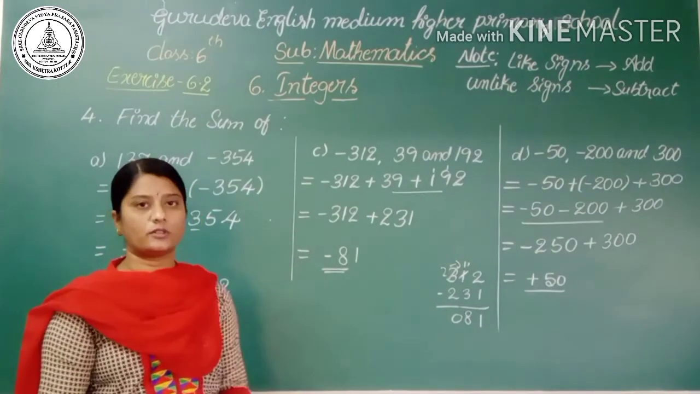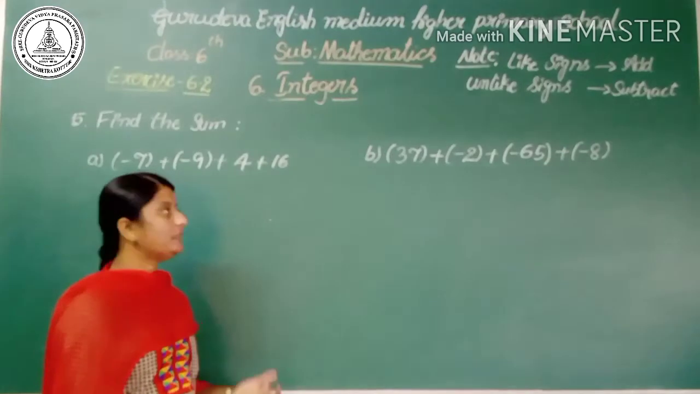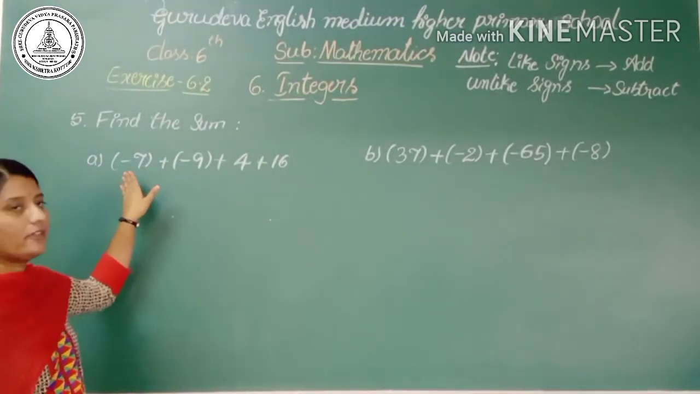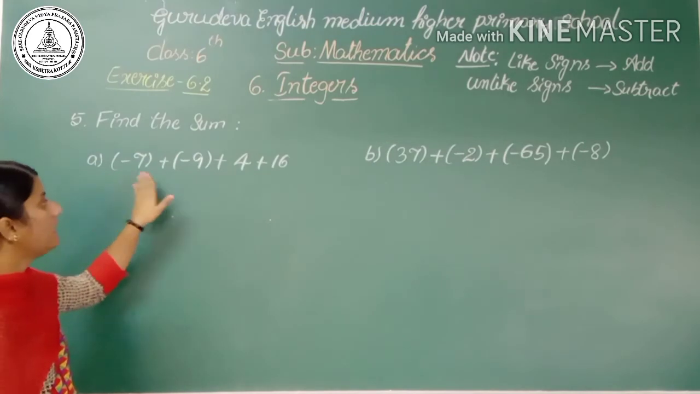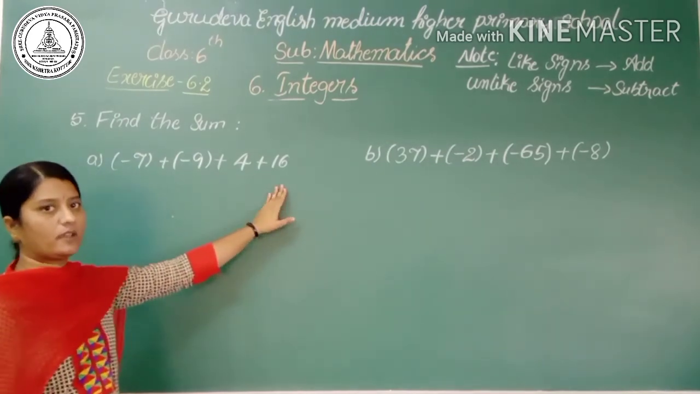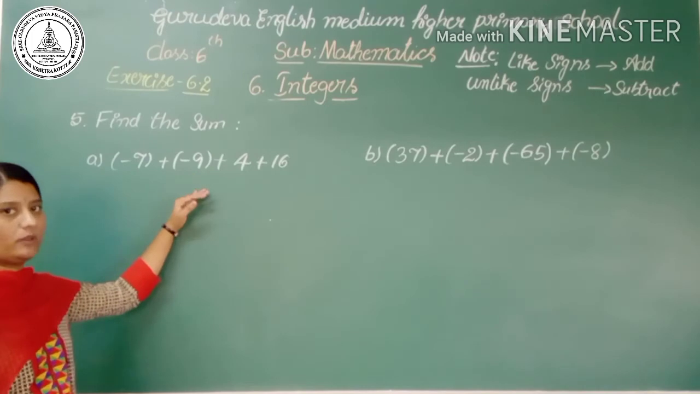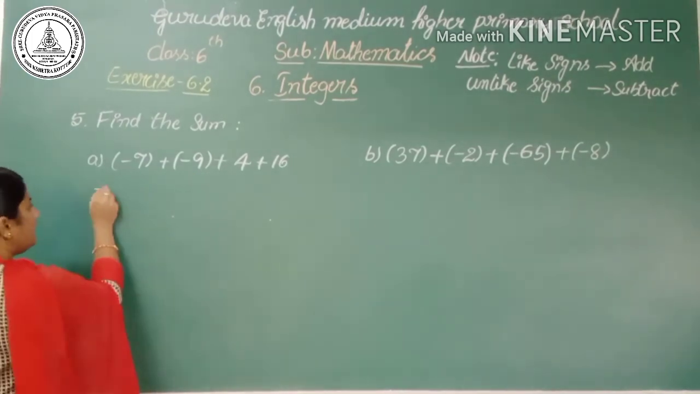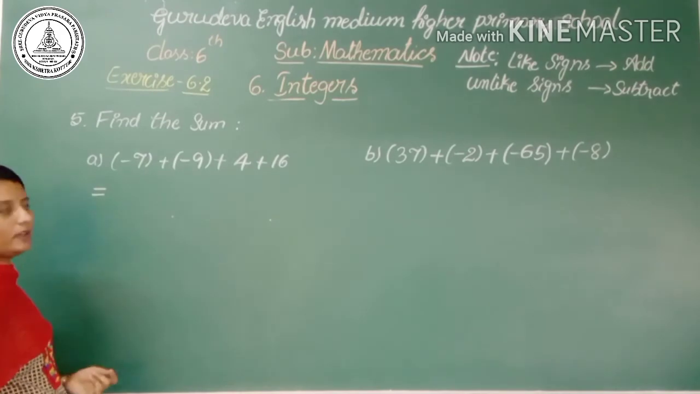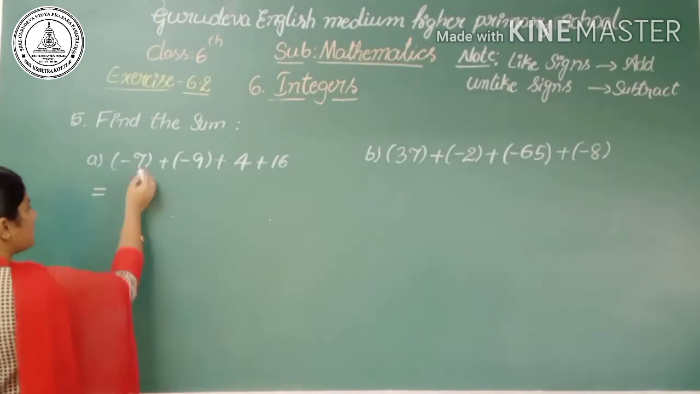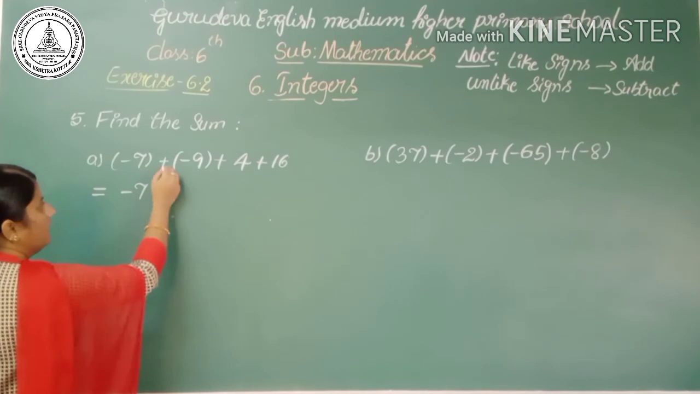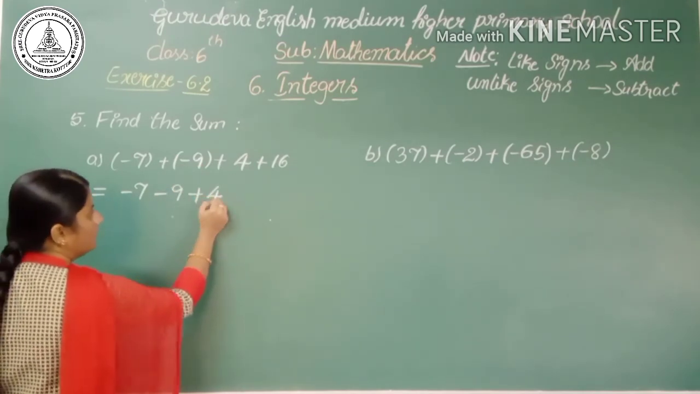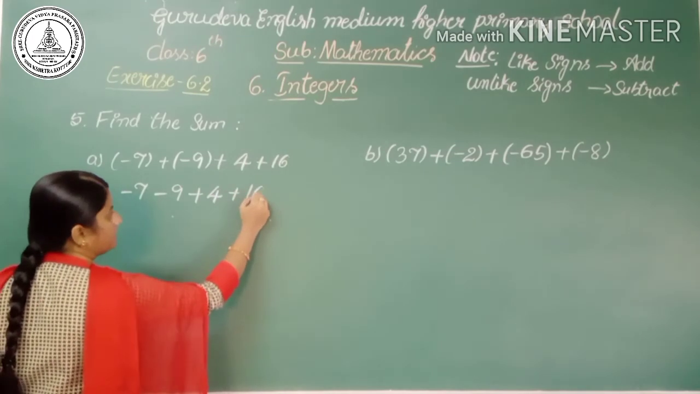Then let's go to the fifth main. The fifth main is find the sum. In the A question, two questions are given. In the A question, 4 integers are given. We have to do this problem without using the number line. First write the given integers and remove the bracket here. First one, minus 7 and minus 9 plus 4 plus 60.